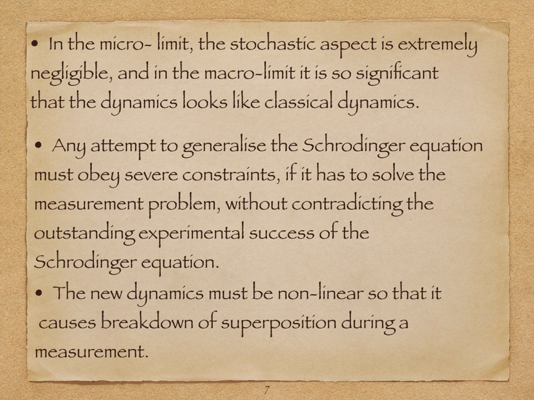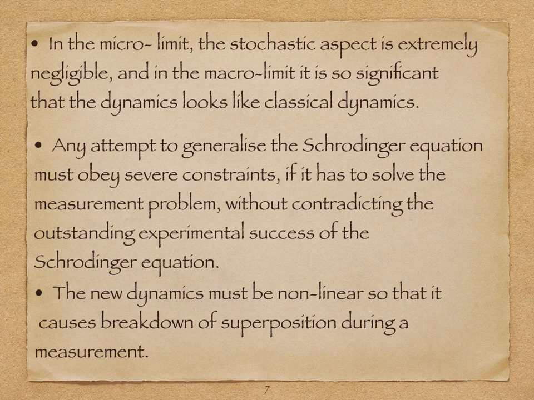Any attempt to generalize the Schrodinger equation must obey severe constraints if it has to solve the measurement problem without contradicting the outstanding experimental success of the Schrodinger equation. So you want to make a universal dynamics, it's not easy, it's extremely non-trivial. You have to agree with all the experimental successes of the Schrodinger equation, and yet you want to change the dynamics so that you somehow manage to solve the measurement problem dynamically. So what are the requirements of this new universal dynamics that one is looking for?